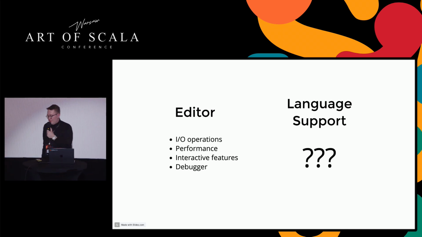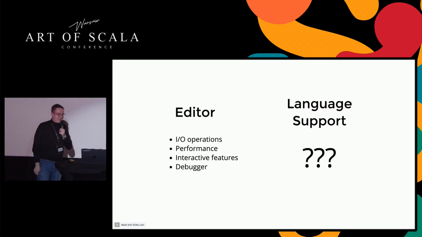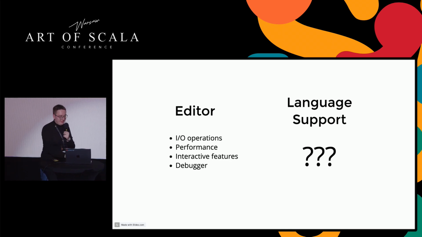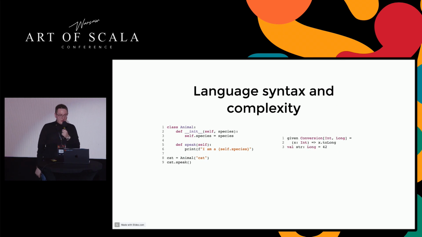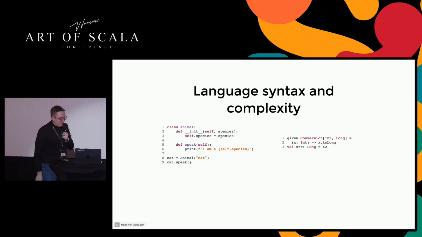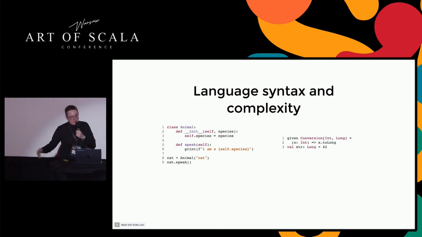And what about the language support? It depends. There are many factors which can influence how hard it is to make a language support. Let me go through a few of them. The most important one is language syntax and its complexity. On the left, we can see the Python code, which has very few building blocks. We can't argue that Python has more complex syntax than Scala, which is known for its implicit conversions, extension methods, refinements, and the list can go on and on.